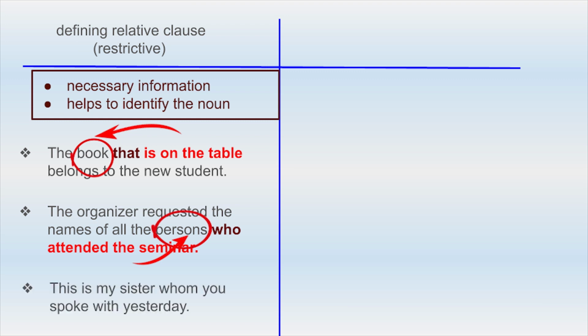Our last example: This is my sister whom you spoke with yesterday. "Whom" is the relative pronoun and "you spoke with yesterday" is the defining relative clause. It tells us about the noun "sister."